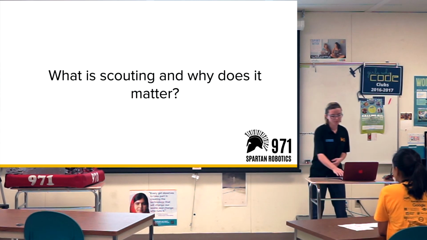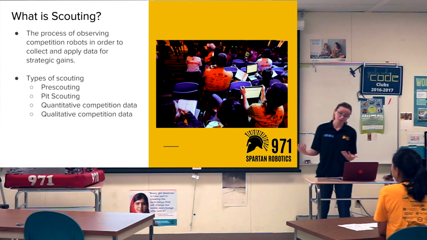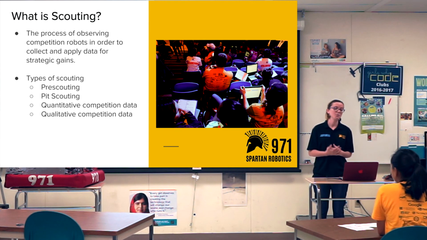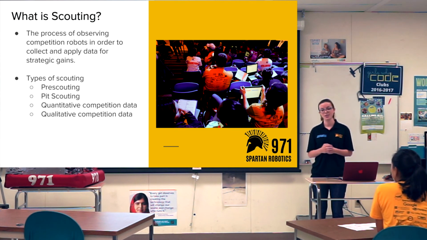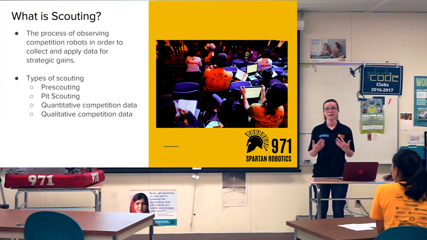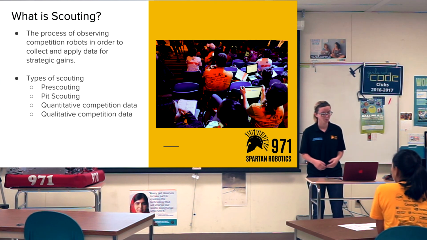Always got to start with this. Scouting, in my definition, is the process of observing competition robots in order to collect and apply data for strategic aims. There are a lot of different types of scouting: pre-scouting, pit scouting. The two types that I'm going to focus on for this presentation are quantitative competition data and qualitative competition data. This is data that we're collecting in the stands as we watch robots play during a regional or champs.